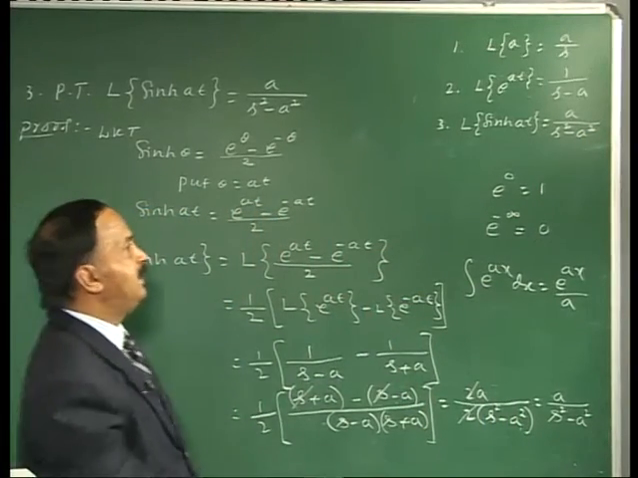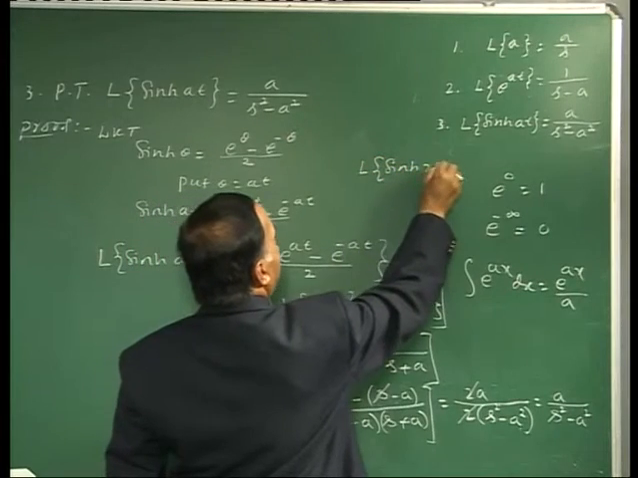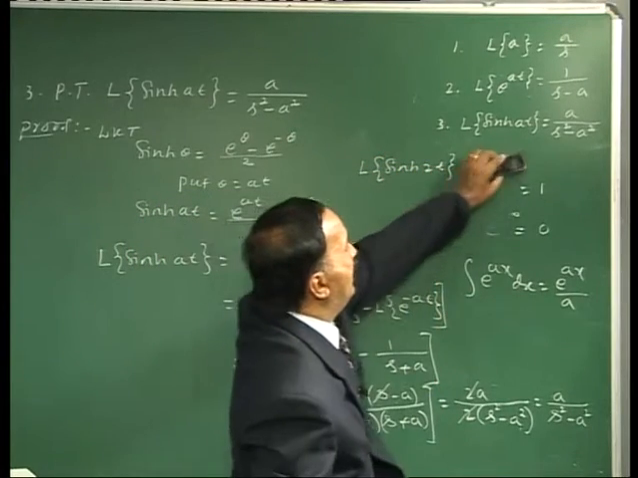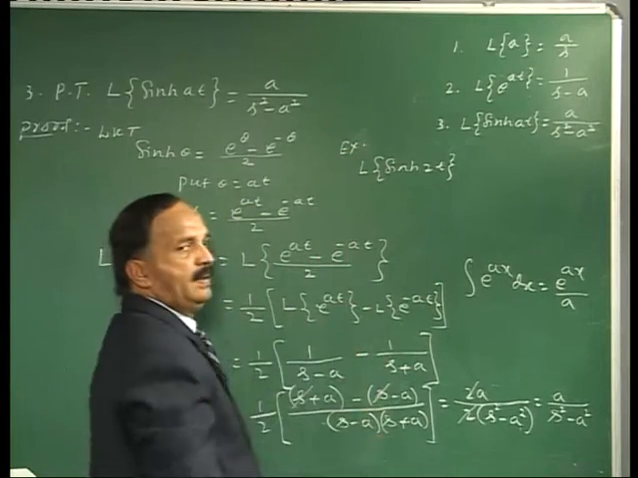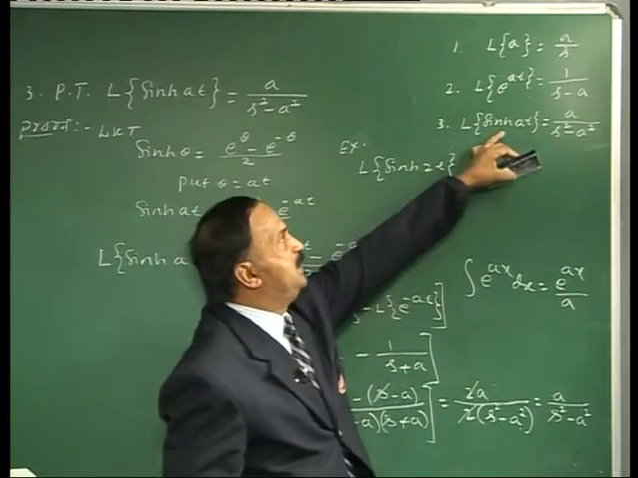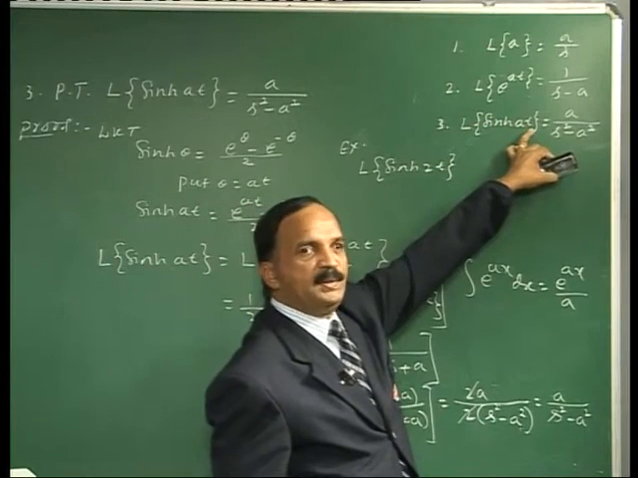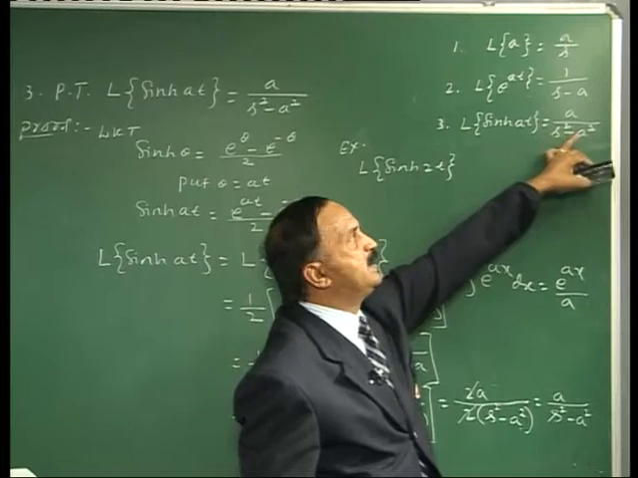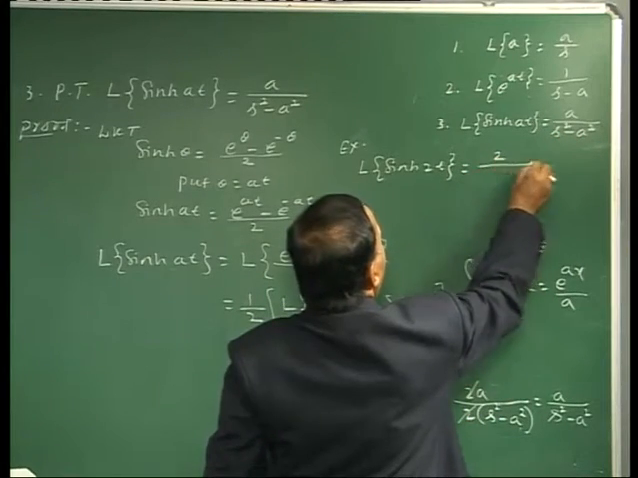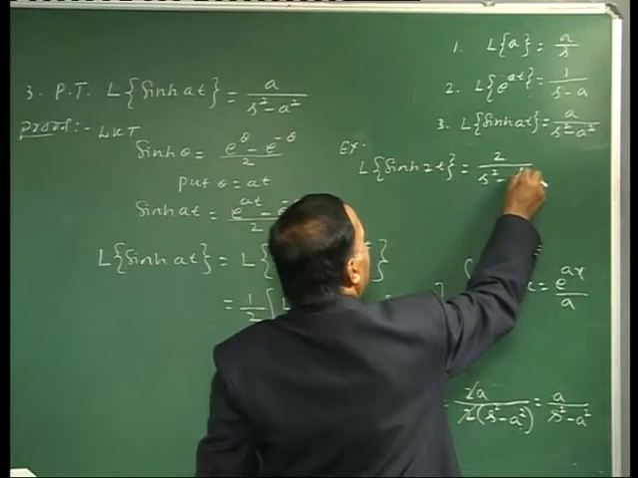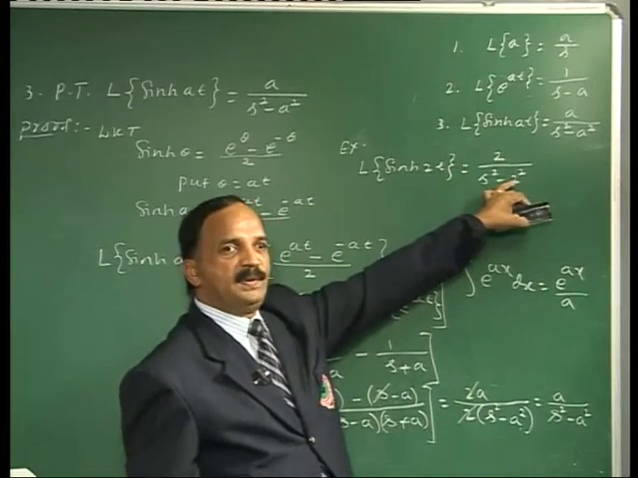For example, here we want L of sin hyperbolic 2t. Put a is equal to 2. You will get here L of sin hyperbolic 2t is equal to, put a is equal to 2, so you will get here 2 by s square minus 2 square. So that means the answer is here 2 by s square minus 2 square. This is the answer. Or 2 by s square minus 4.